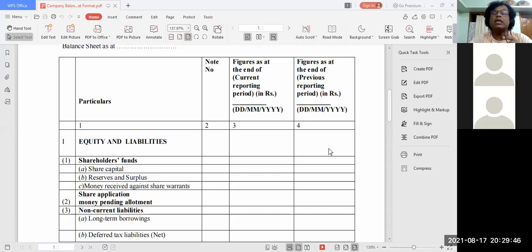हाथी का कितना दांत रहता है? एक दिखाने के लिए और एक खाने के लिए. So you show this previous year and do this current year.